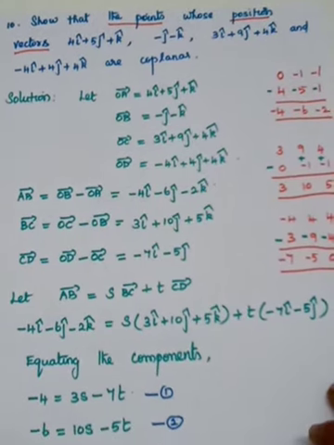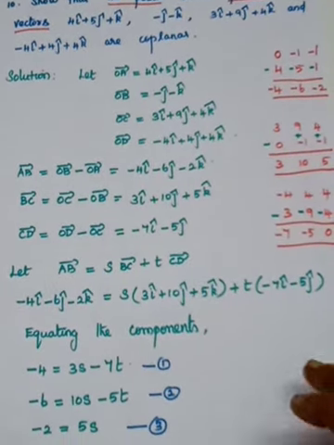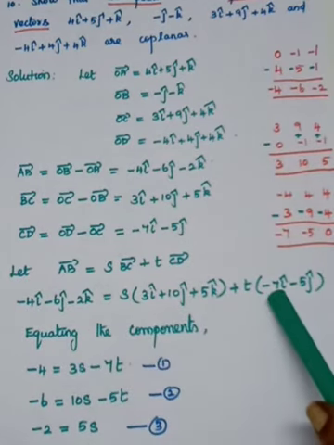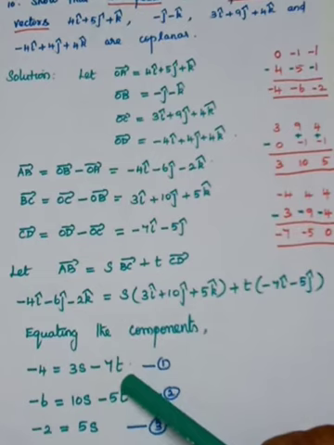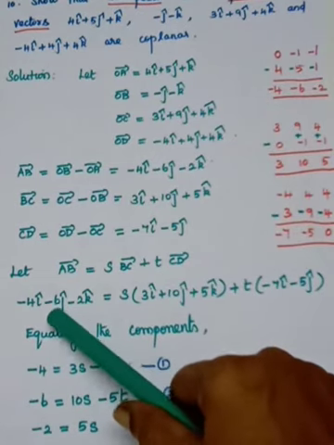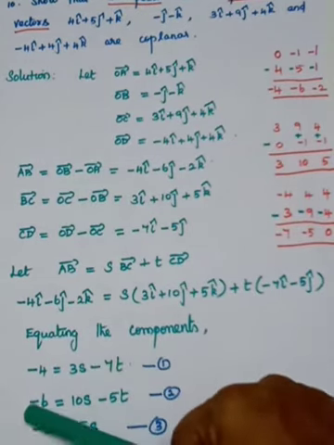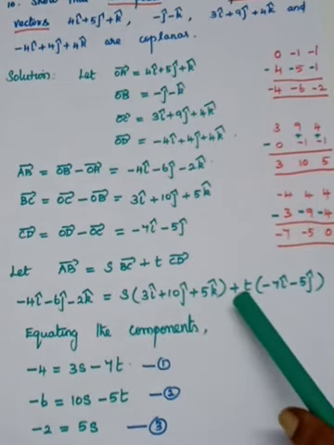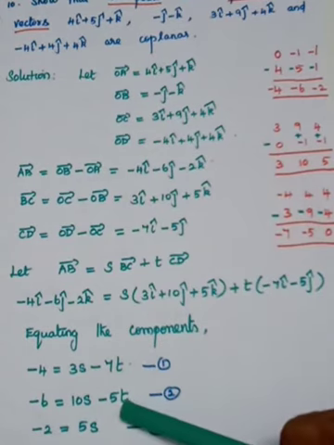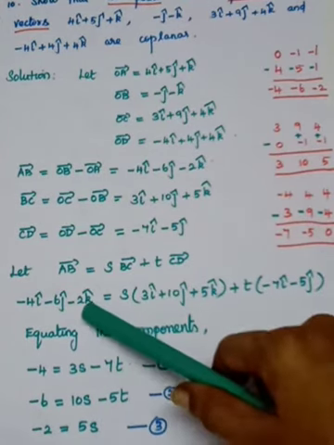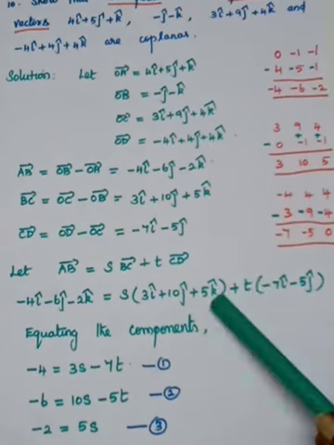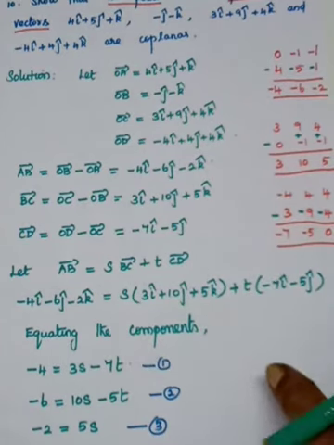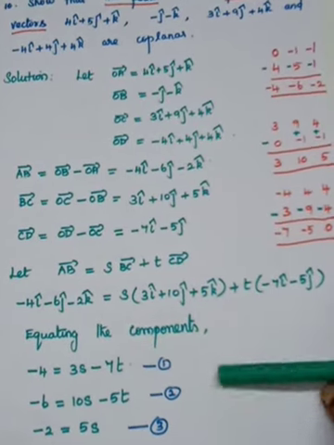You see the first one, the i cap. If you equate, on the left side that is -4, on the right side 3s, here -7t. Next one, j cap coefficient. Here on the left side -6 is equal to s into 10, 10s, here t into -5, so -5t. And k cap: on the left side you are having -2, here you are having 5s. Here there is no k, so therefore -2 is equal to 5s. In the same way, 3 equations you have obtained.